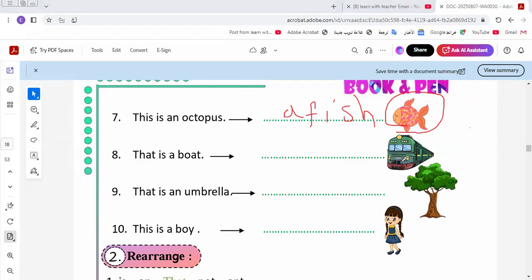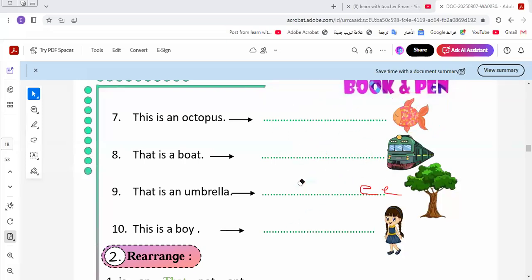That is a boat. Is it a boat? No, it's not a boat. It's a train. This is a train. That is an umbrella. No, that is not an umbrella. It will be a tree. This is a boy. No, it's not a boy, it's a girl. Okay. Let's go to another item here, which is rearrange.